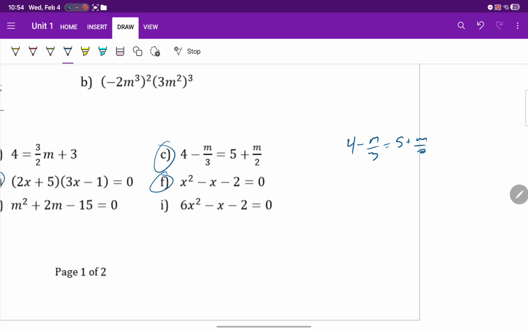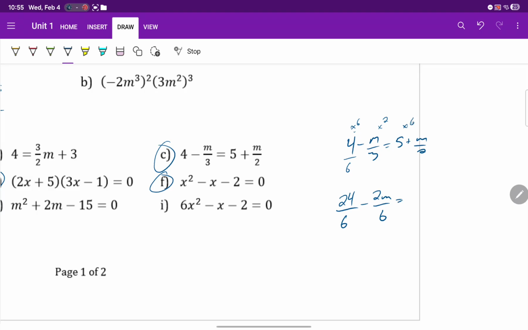Basically what I want to do in this one is I want to get common denominators everywhere, okay? My common denominator here is going to be 6. So I'm going to get a common denominator of 6 everywhere. So I'm going to multiply top and bottom here by 6. So that's going to be 24 over 6. I'm going to multiply the second fraction by 2. That's going to be 2m over 6.